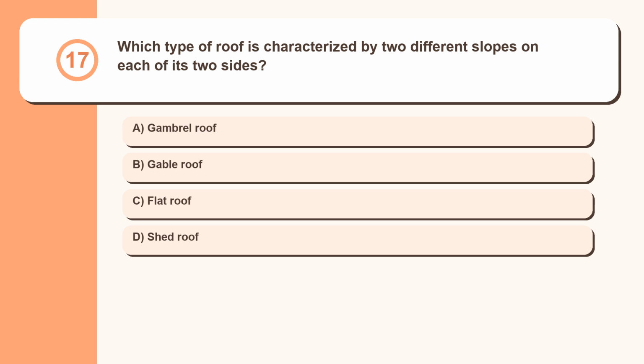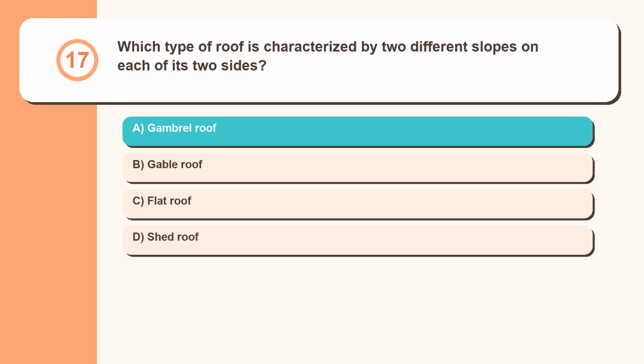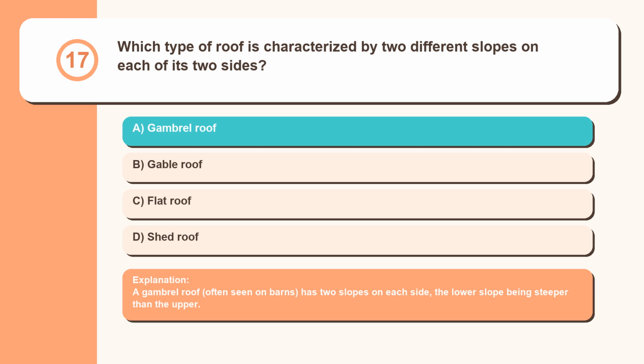Question 17. Which type of roof is characterized by two different slopes on each of its two sides? Gambrel roof, gable roof, flat roof, shed roof. A gambrel roof, often seen on barns, has two slopes on each side, the lower slope being steeper than the upper.